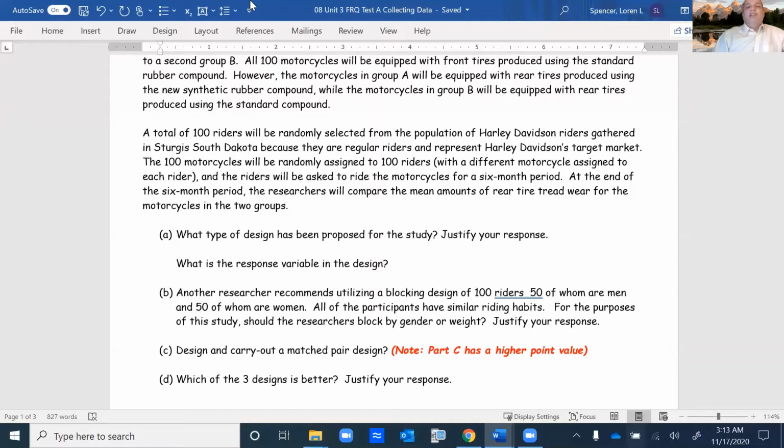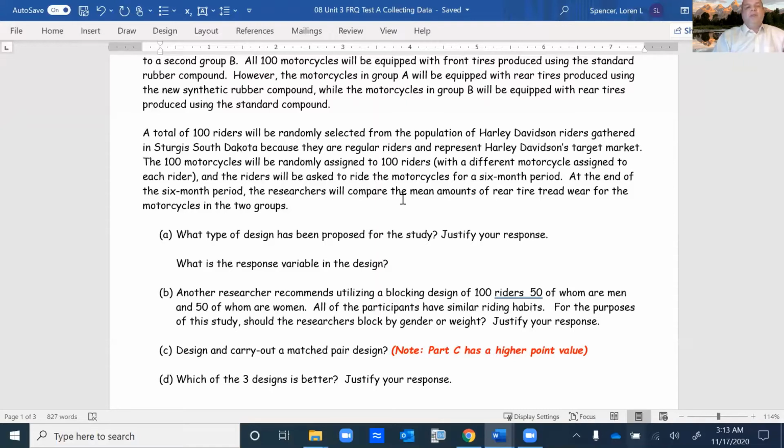Okay, next thing it asks for is the response variable, and the response variable in this case was rear tire wear. The other thing I want to mention while I'm here is they have 100 riders, and 50 will be assigned to synthetic A, and 50 will be randomly assigned to synthetic B.